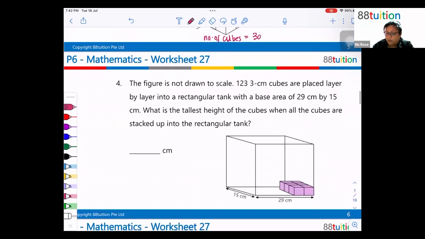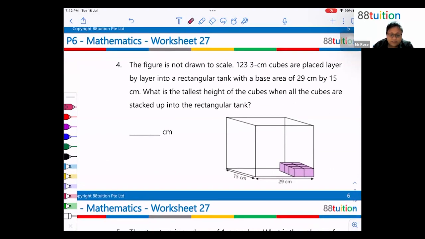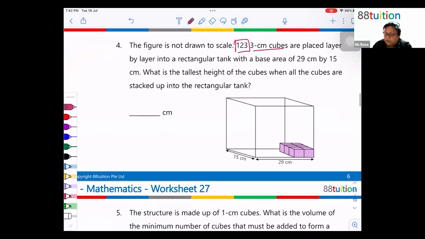Now, question number 4. The figure is not drawn to scale. You have 123 3 cm cubes placed layer by layer onto the rectangular tank. So that means you want to place layer by layer. From here, the base area is this. Find the tallest height of the cubes when all the cubes are stacked up into the rectangular tank.